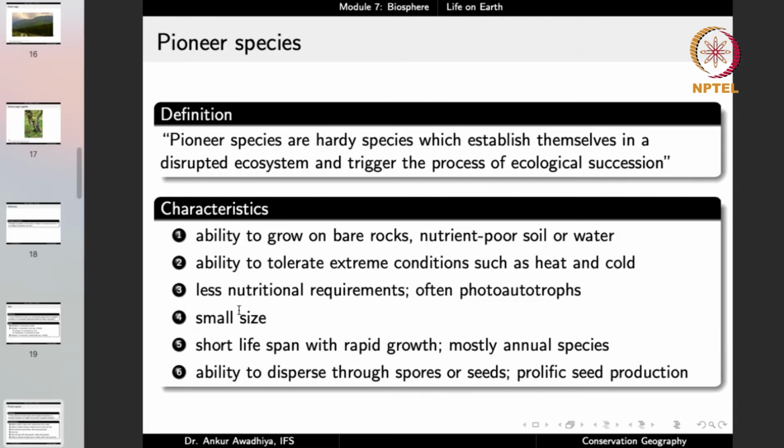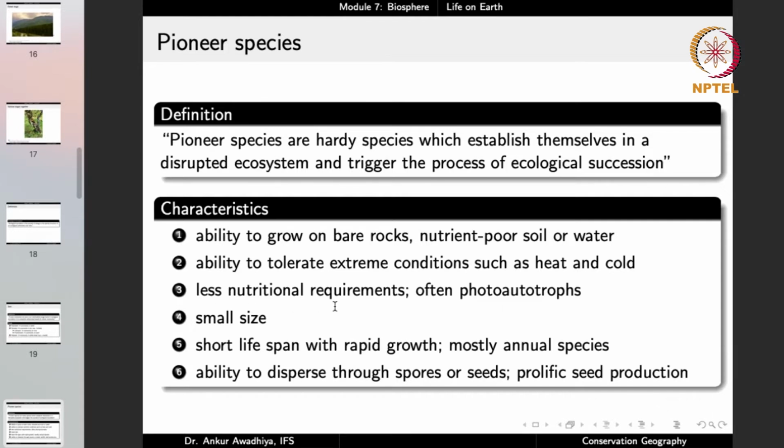Their characteristics are the ability to grow on bare rocks, nutrient poor soil or water. Again, because the conditions are very extreme. Ability to tolerate extreme conditions such as heat and cold. In the daytime, it will become very hot because there is nothing to shade the rock. In the night time, it will be very cold when the heat gets convected or radiated out. So the species have to be able to tolerate these conditions.